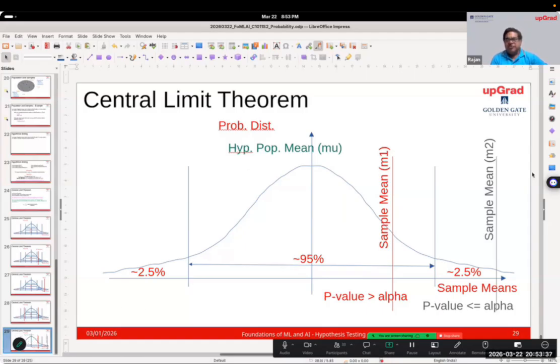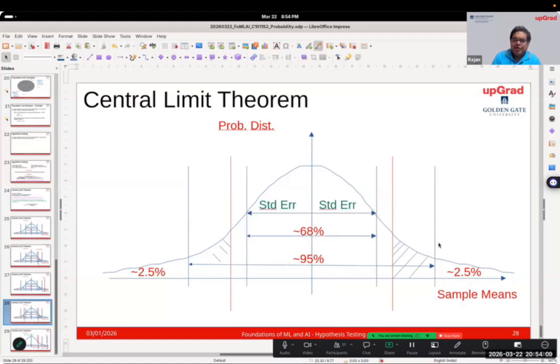So here is a situation where sample mean M2 will be rejected. When we have sample mean M2, the hypothesis will be rejected. If our sample mean is M1, in this situation, the hypothesis will not be rejected. Then, what is this p-value? I mentioned it earlier. Let me go back here and tell you what the p-value is. The p-value is the area, the probability outside of the sample value.